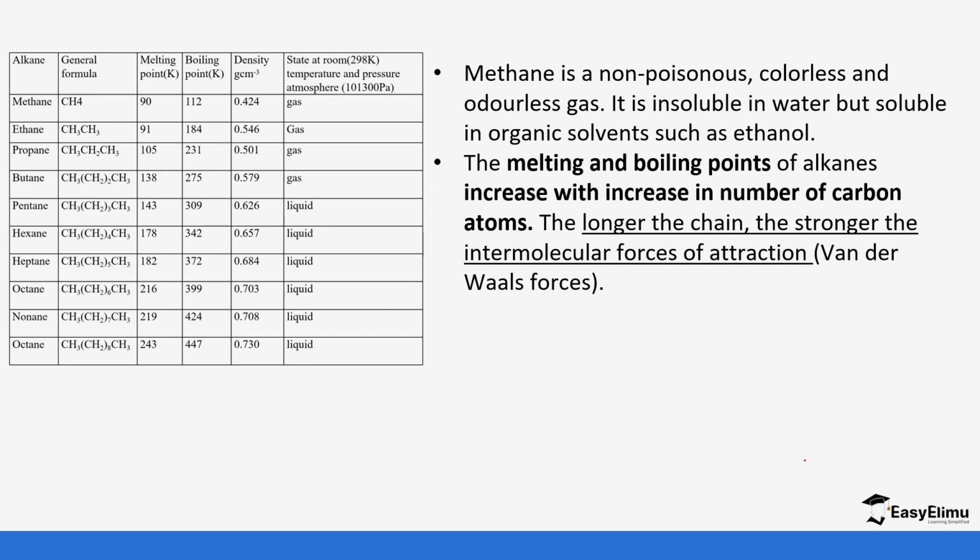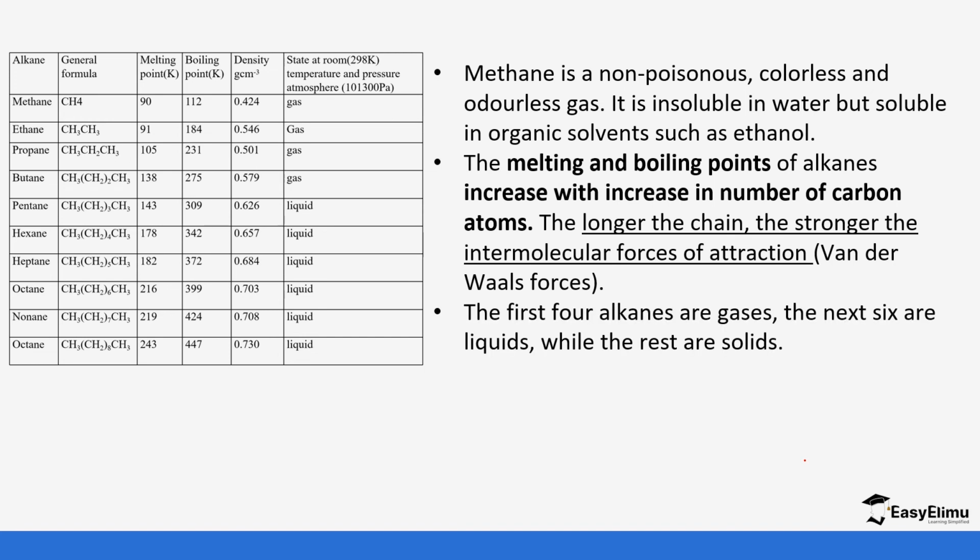And then another property is that the first four alkanes are gases, and you can see why, because of the strength of the intermolecular forces. In the first four, they are very weak, and that's the reason why they are gases. And then the ones in between are liquids, so their forces are a bit stronger than the gases. And then the larger, bigger ones are usually solid because of the strong intermolecular forces, so they have strong bonds.